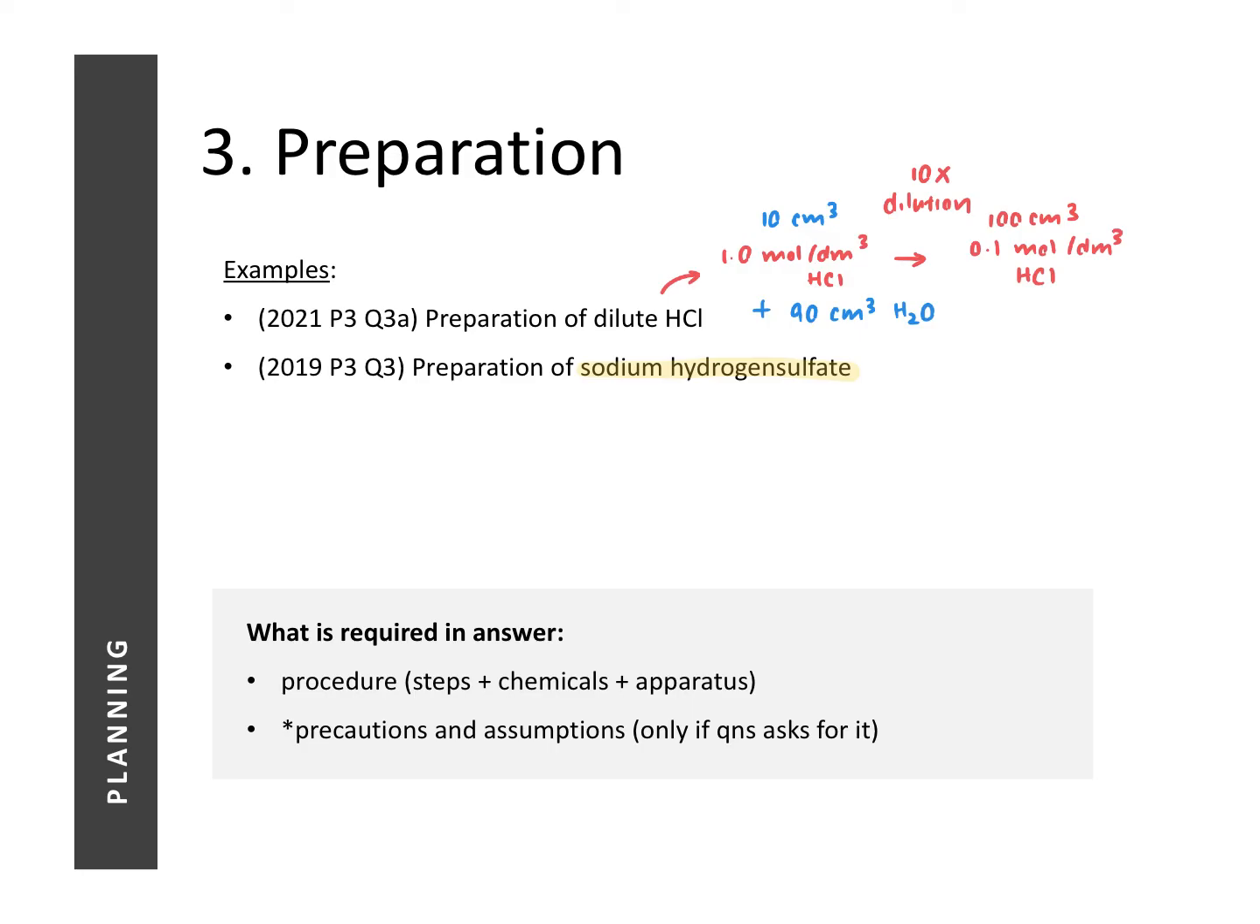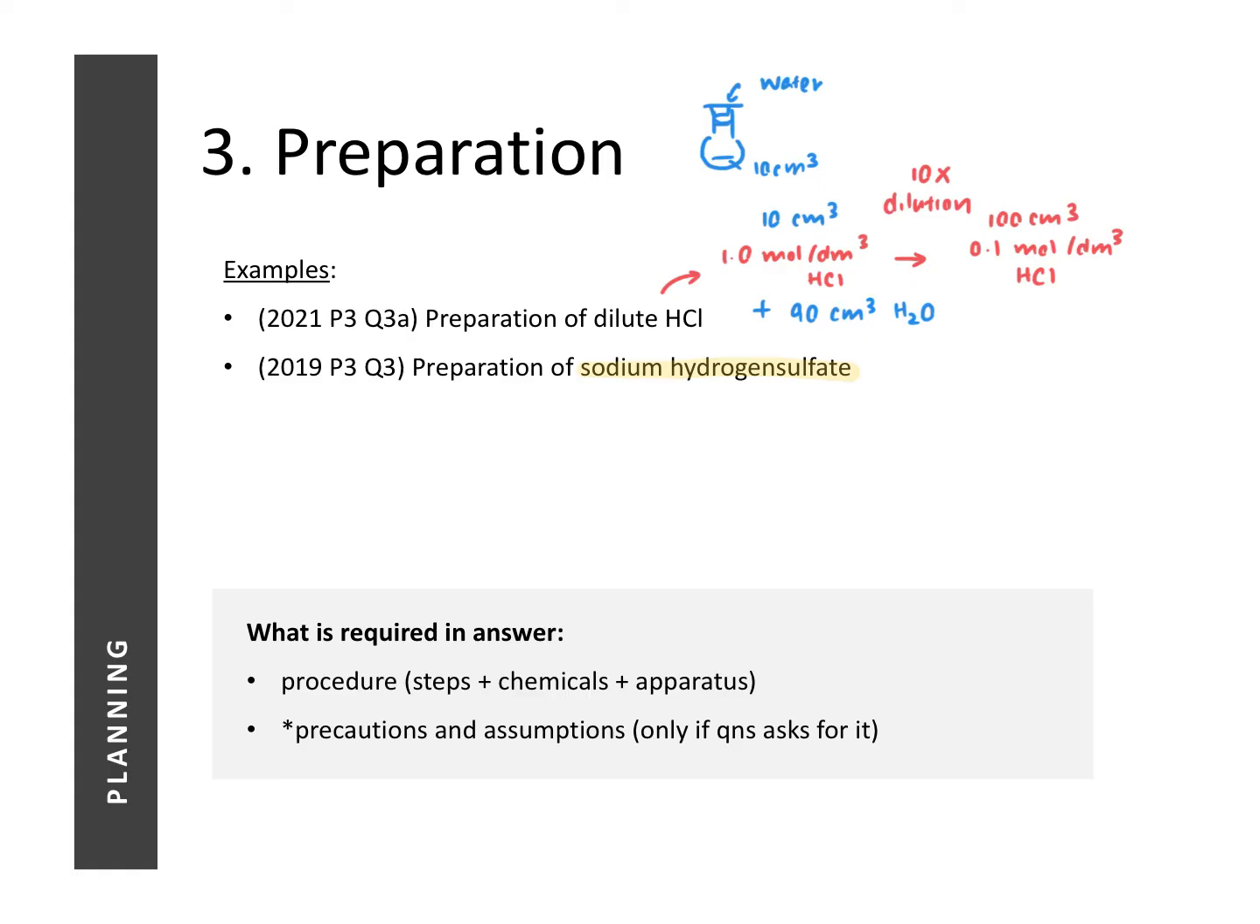However, at higher levels, you will learn that by mixing 10 centimeter cube of a concentrated acid with 90 centimeter cube of deionized water, you may not get 100 centimeter cube of solution. Okay, so at higher levels, we would use something called a volumetric flask. You would add your 10 centimeter cube of your acid and then top up the solution with water until it reaches 100 centimeter cube. Okay, for the details on the planning, please look at the video on solving titration calculations. In that video, I actually went through this question in detail.